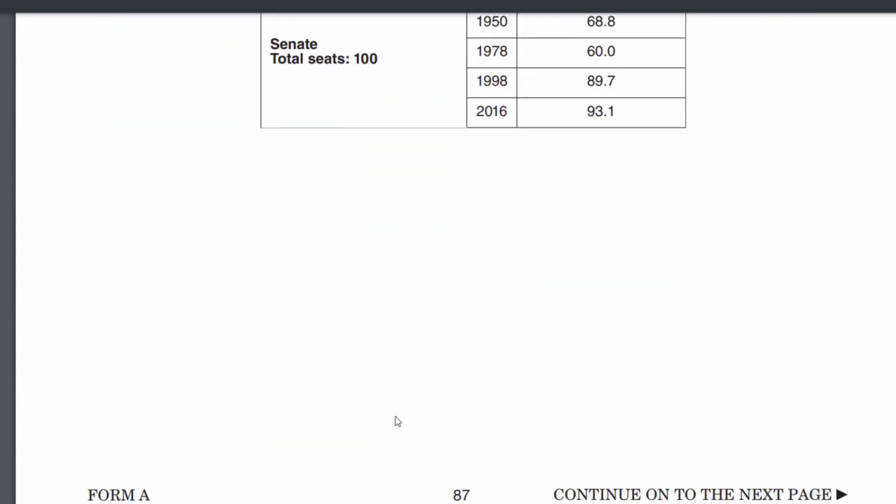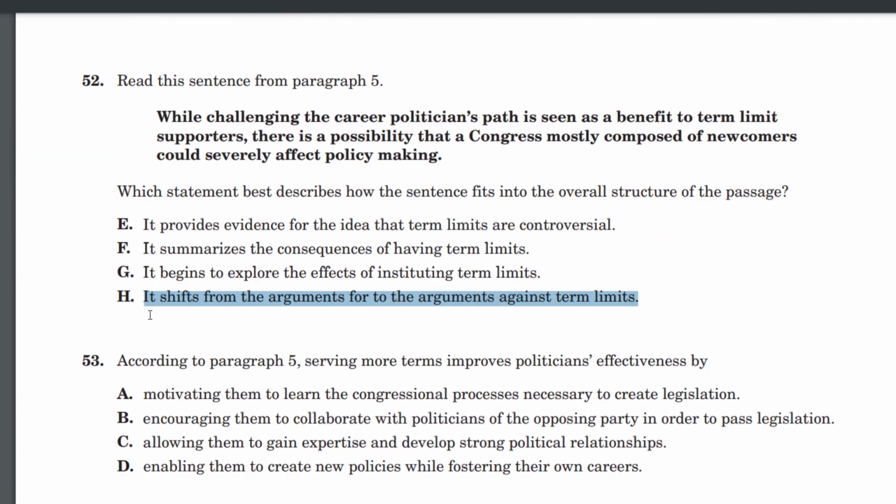Let's go back to the answers and see if we can pick up on that. H, it shifts from the arguments for to the arguments against term limits. Again, the overall structure question is all about transitions.